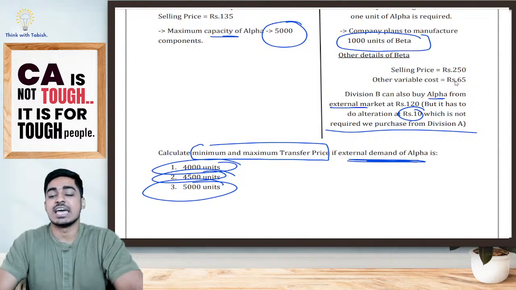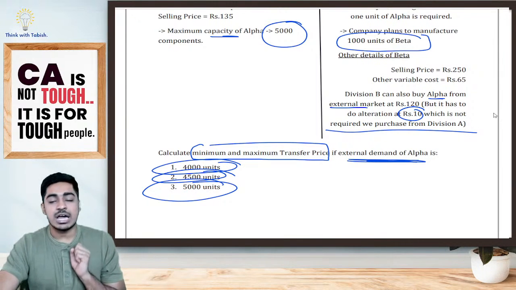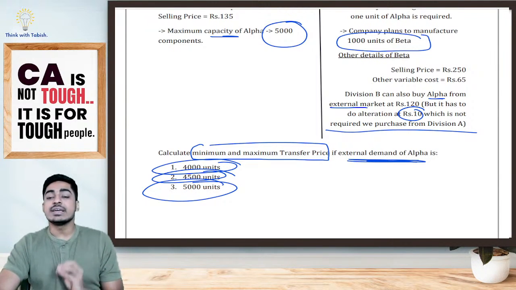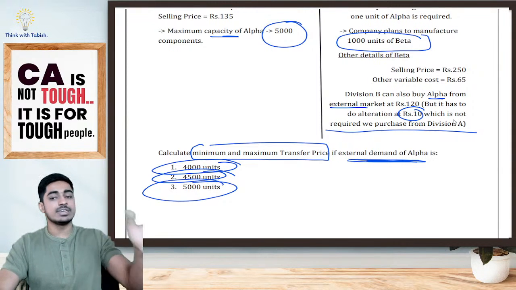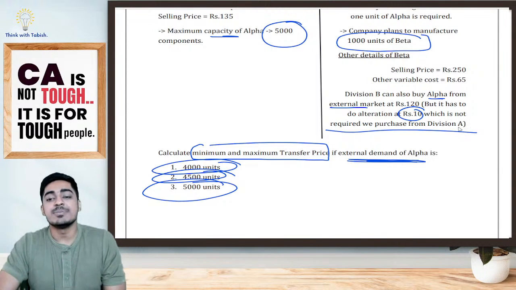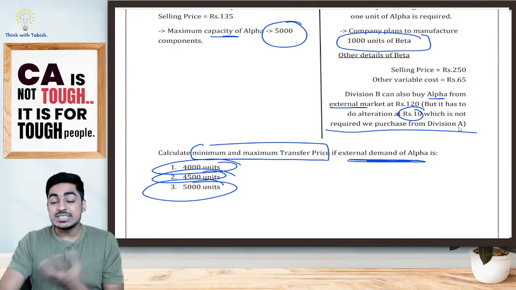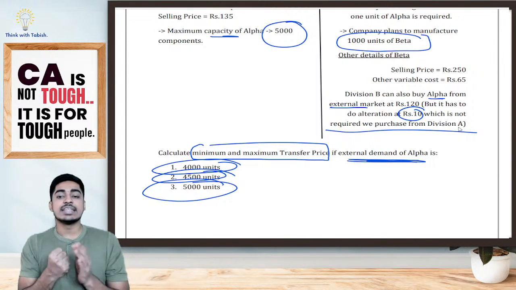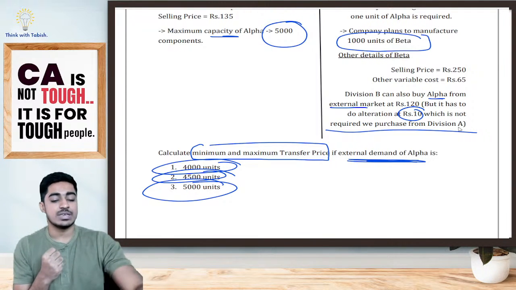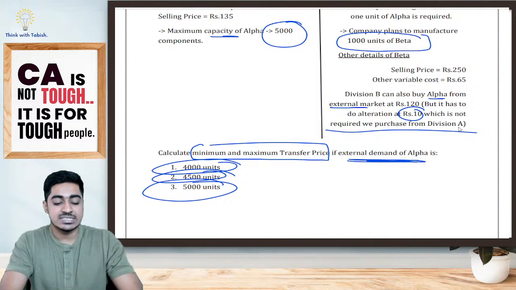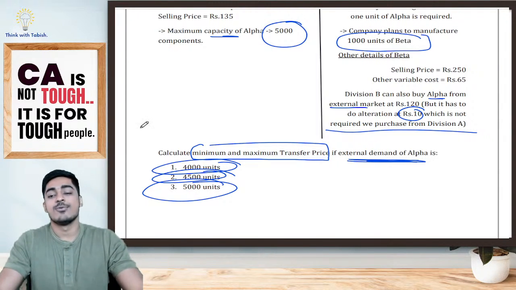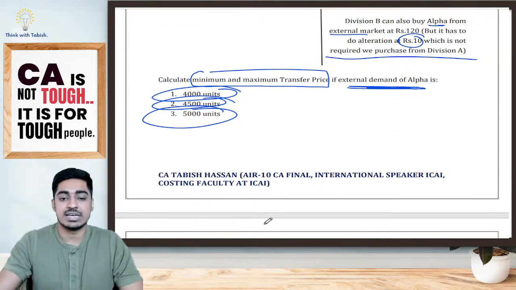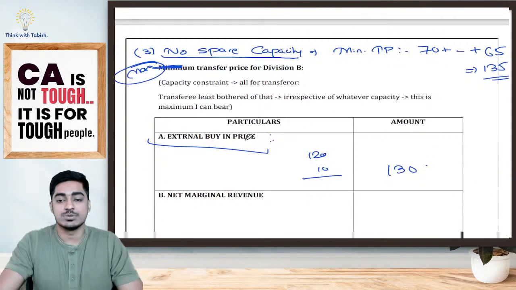By selling this, I will buy the component from you. I'll buy alpha from you. By buying alpha, I have to incur extra variable cost of 65 so that I will arrive at a selling price of 250 rupees. So how much net cash will I be having? Ultimately, if I sell, I get 250. Other variable cost 65 I need to pay. So how much will I be having in cash? 250 minus 65, 185 I'll be having. So the other restriction is, I'll tell, maximum 185 I'll be in a position to pay.